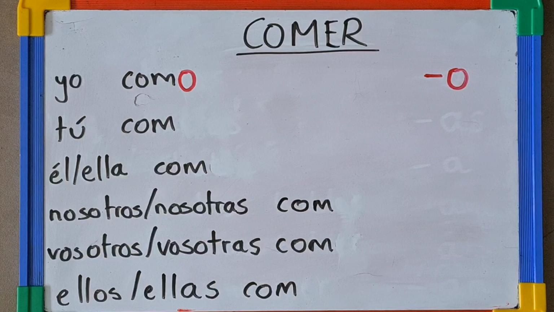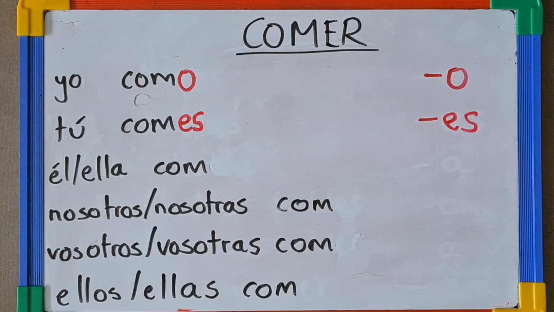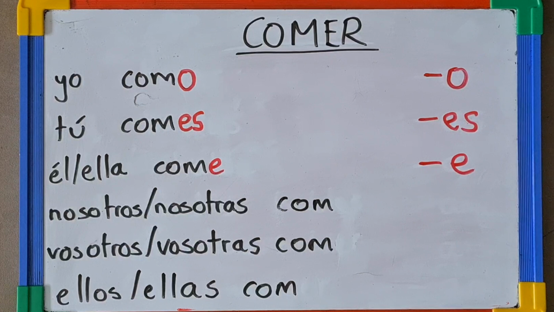I eat in Spanish is yo como. One more time. I eat, yo como. Let's move on to you eat. This is tú comes. One more time. You eat, tú comes. Now let's think about he or she eats. In Spanish, this is él or ella come. One more time. Él or ella come.